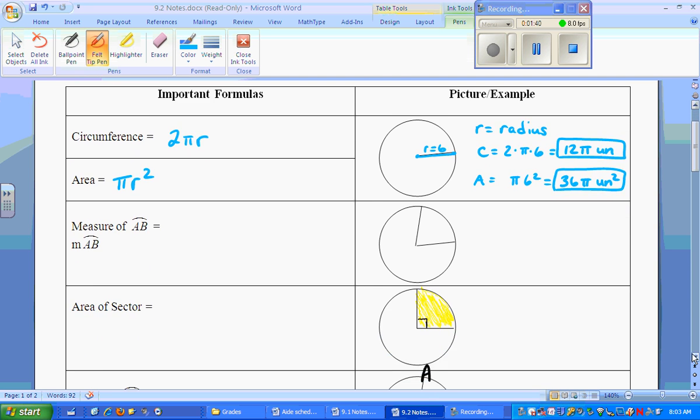Continuing on, if we want the measure of arc AB, an arc is on the edge of the circle from point to point. So let's say this is AB, and we want the measure of that arc. That's usually referred to as m with the arc AB on top of it. Knowing that, if the central angle equals, let's say 60 here, that means the measure of this arc is 60 degrees. So the measure of AB is the measure of the central angle.